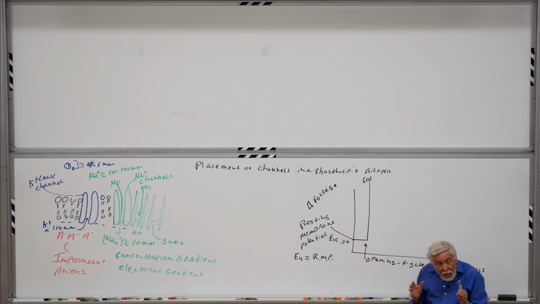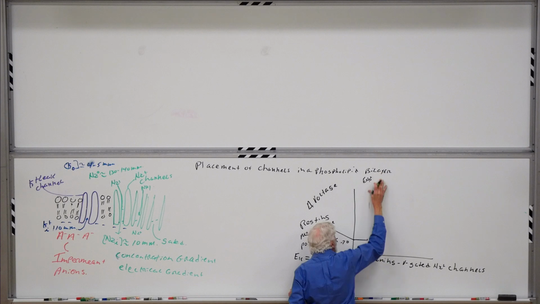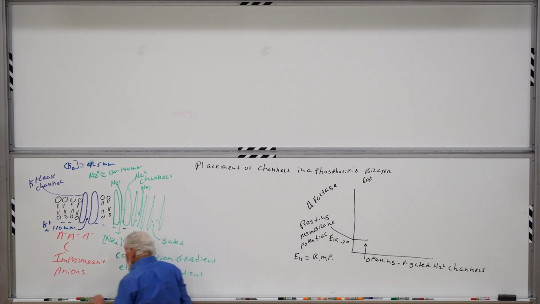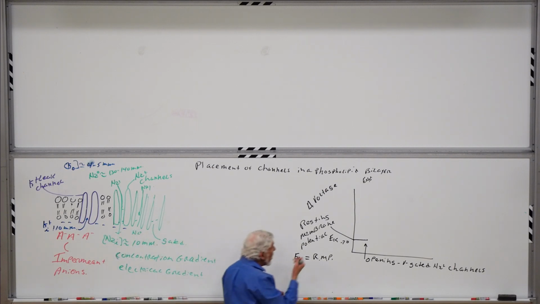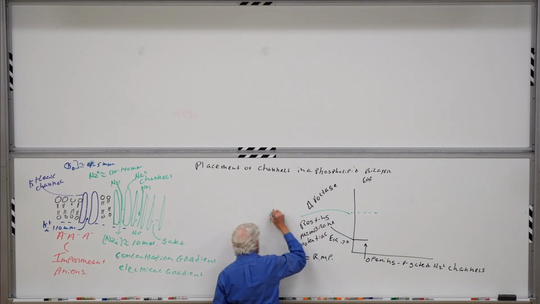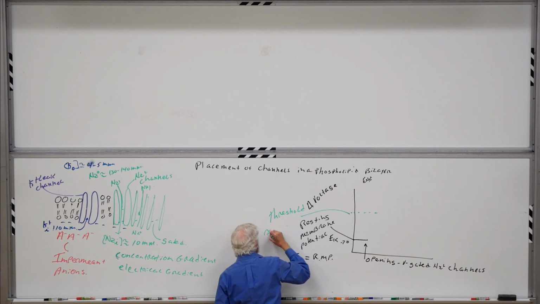Now, we placed a caveat on that last time, and I'll try to reemphasize that. And that is that it requires multiple sodium channel openings to provide sufficient depolarization to reach this magical point here, which we're going to call threshold. Now, typically, threshold's about minus 55 millivolts.